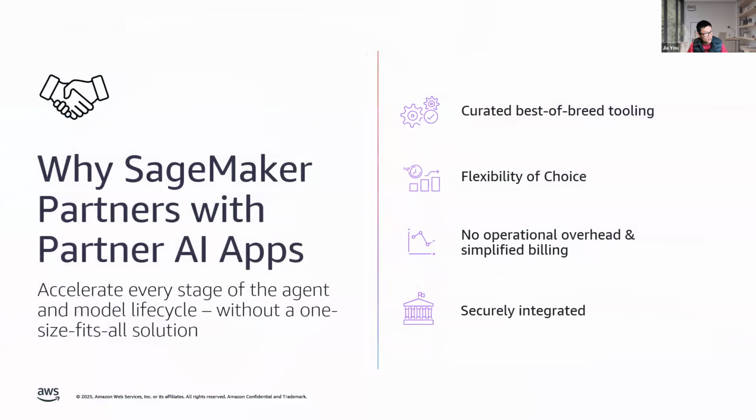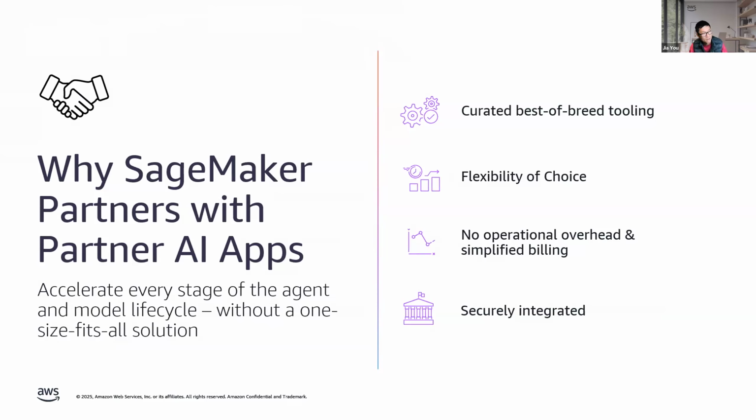Now the question is, why is SageMaker AI partnering with partner AI apps? There are several reasons, right? But I think the end goal is to be able to accelerate every stage of the agent and the model lifecycle without having a one-size-fits-all solution. So SageMaker AI has curated the industry-leading and best-of-breed tooling like Comet.